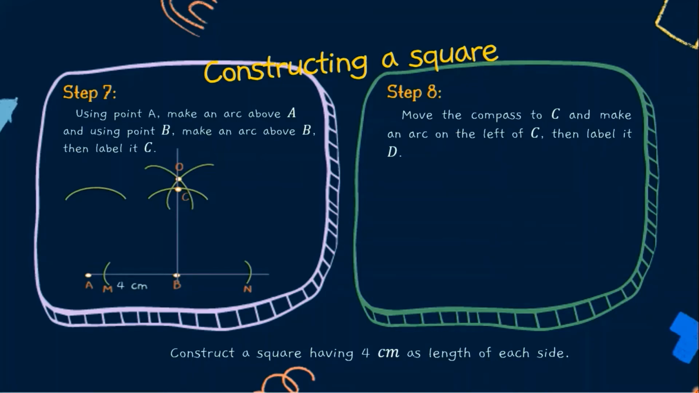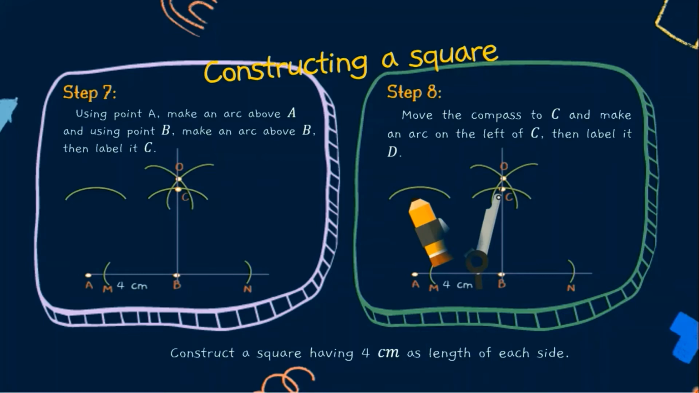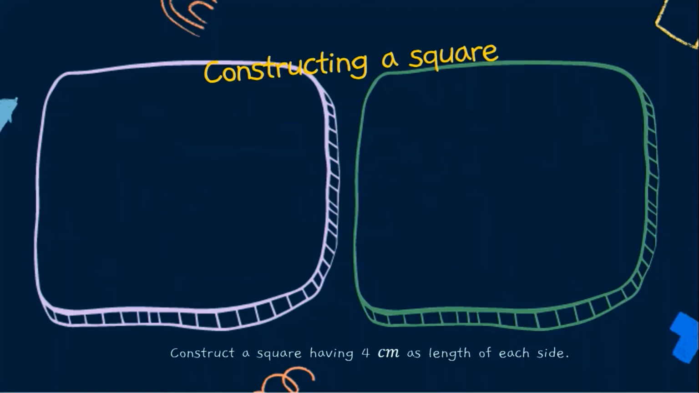Step 8, move the compass to C and make an arc on the left of C, then label it D. Ito yung ating last construction from step 7. Kuha tayo ng compass. 4 cm pa din ang sukat nito from step 6 and 7. Hindi natin babaguhin. Yung pointed tip ng ating compass ay nandito sa C. And then, draw an arc. Yung point of intersection ay label natin as point D.